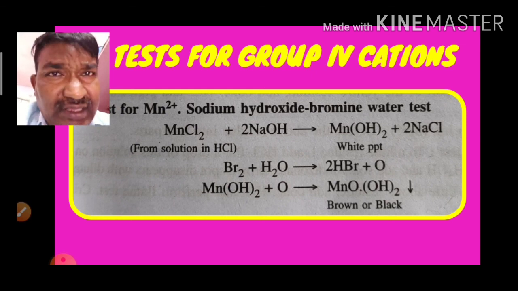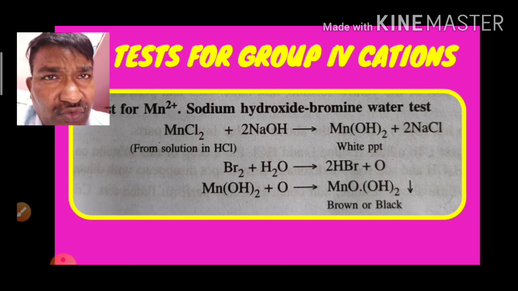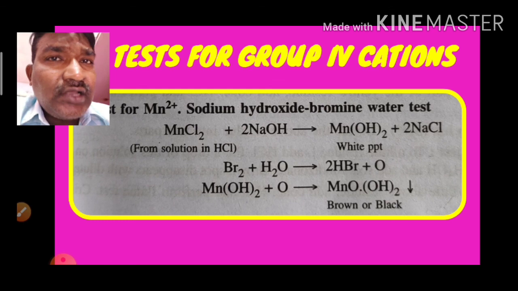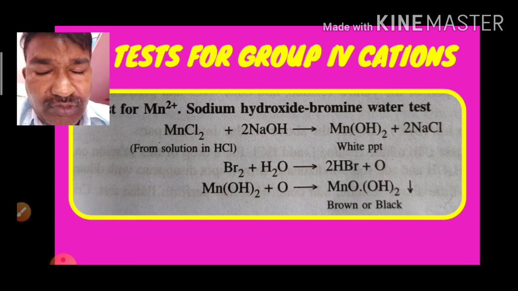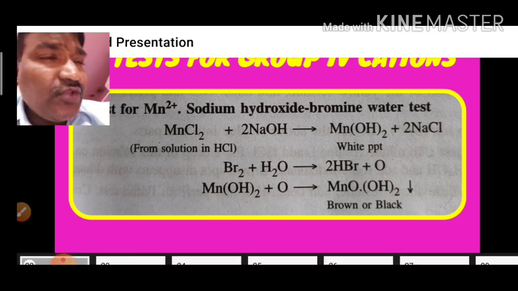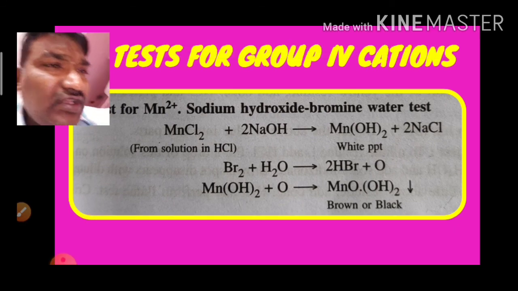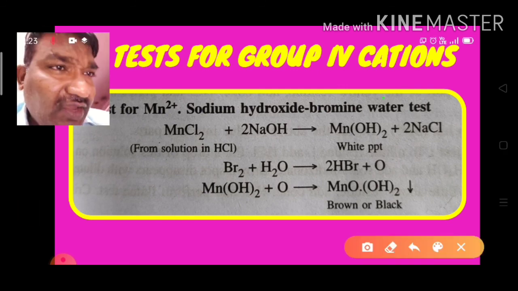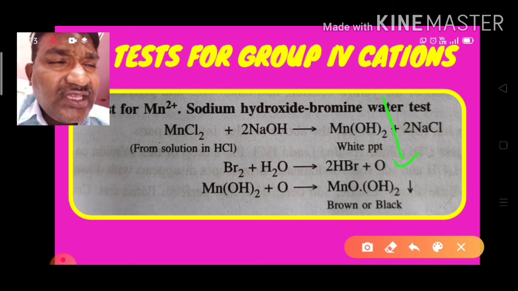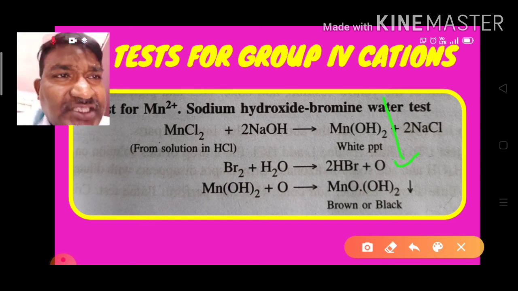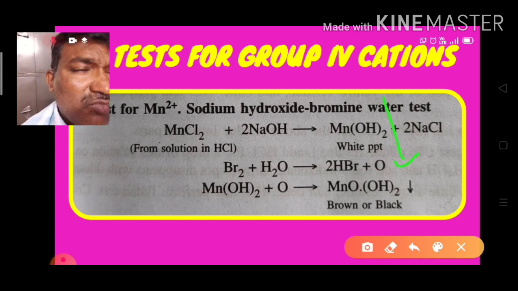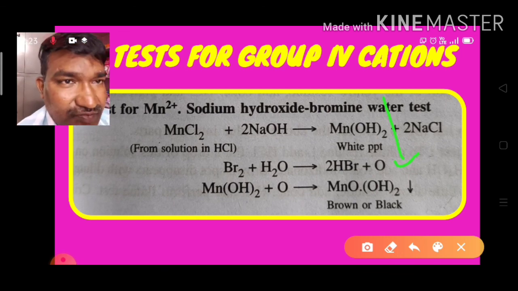We have to take the manganese chloride solution obtained by adding the HCl to the flesh color precipitate, and we have to add the NaOH. Due to the addition of NaOH, first of all we get the white color precipitate. That white color precipitate gradually undergoes oxidation and changes into the brown color precipitate. That brown color precipitate is nothing but manganese oxyhydroxide.